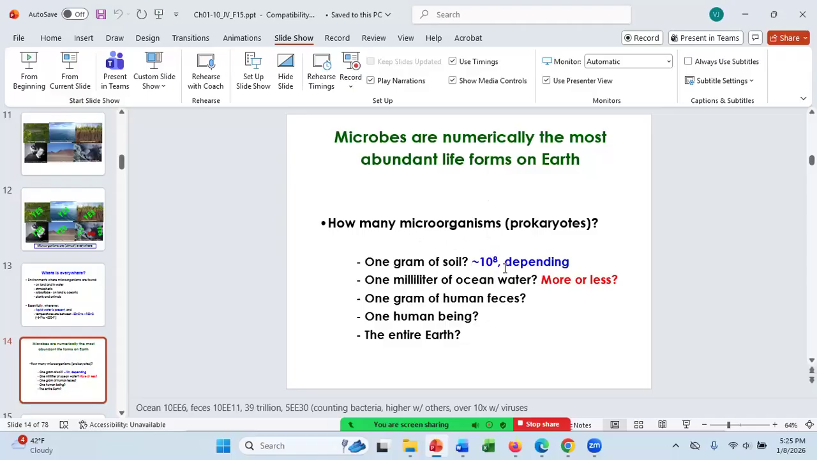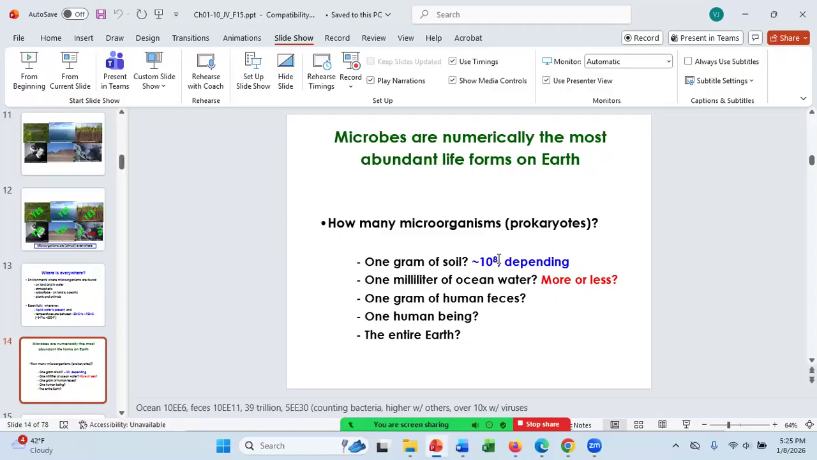the soil. Like in our soil of Western Washington and Oregon, we probably have a little bit more because our soil, at least at the moment, is quite wet. And you're talking about the soil of the forests of Western Oregon and Washington, which has lots of organic matter as well. So our soil will be a little bit more, but on average, for most soil, it's about 1 times 10 to the 8th prokaryote cells per gram of soil.